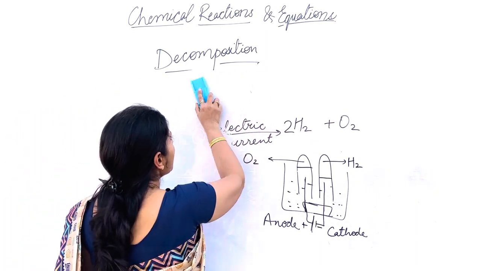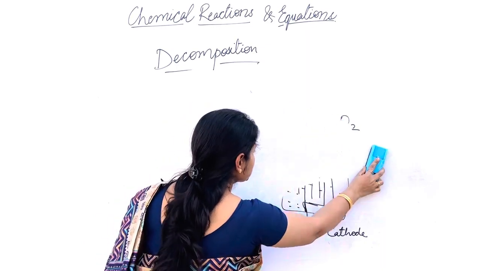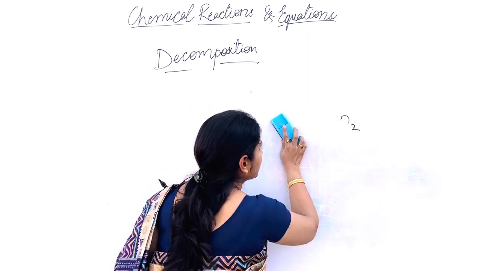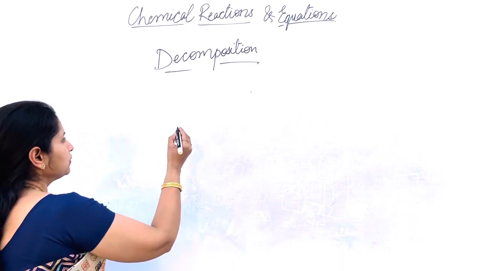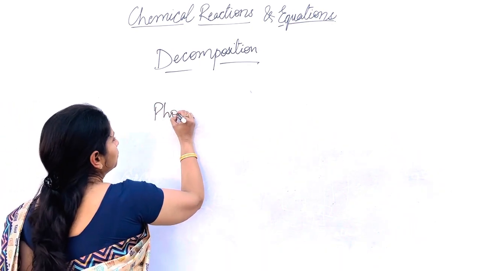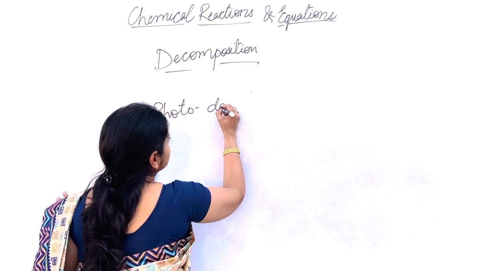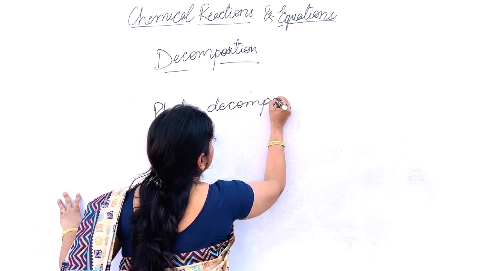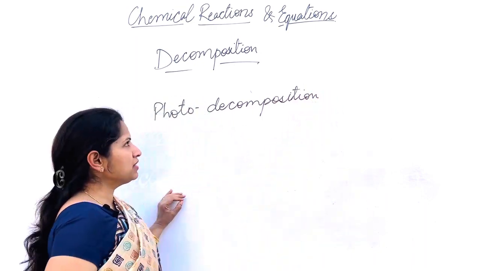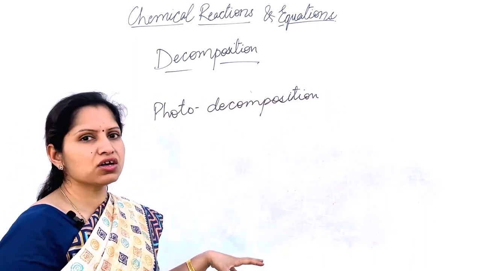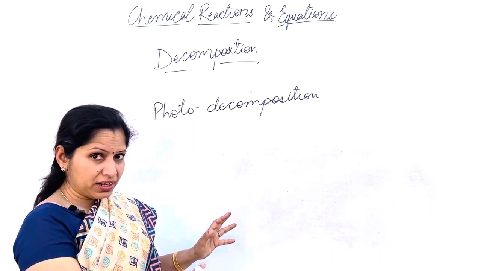Now we'll see the last part of decomposition reaction, that is photodecomposition. What is the meaning of the word photo? Photo means sunlight. So the third is photodecomposition, meaning decomposition in presence of sunlight. This is also a very important reaction.